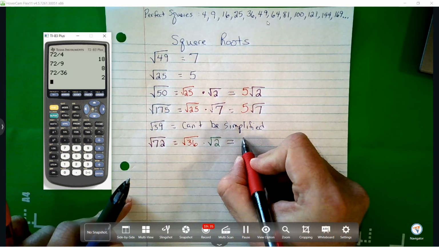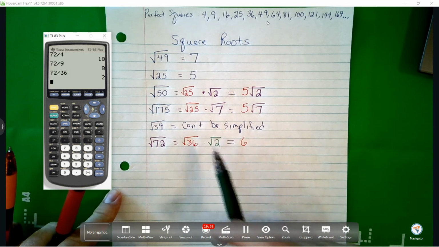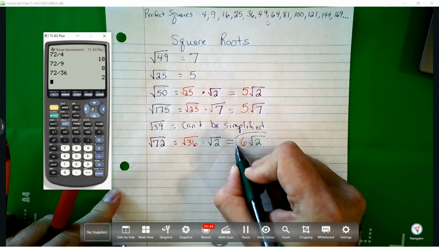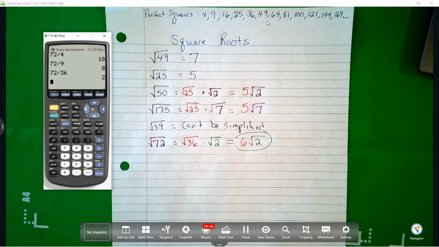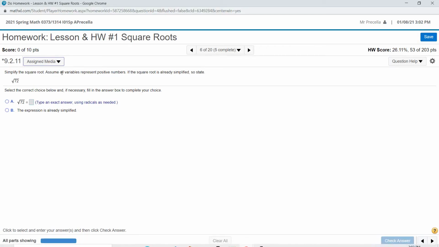Well, a 6. So I'll write a red 6. And the square root of 2, that's one of those numbers. It's as simplified as it's going to go. So the square root of 72, we'll write as 6 square root of 2. So come over here, pull up the homework.